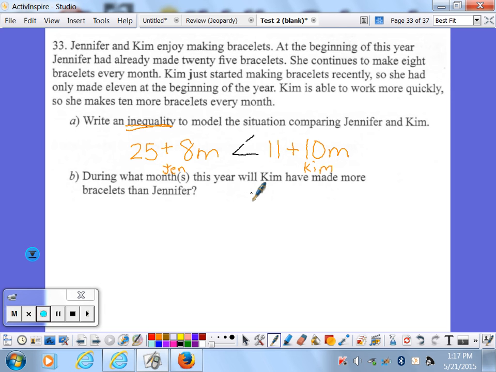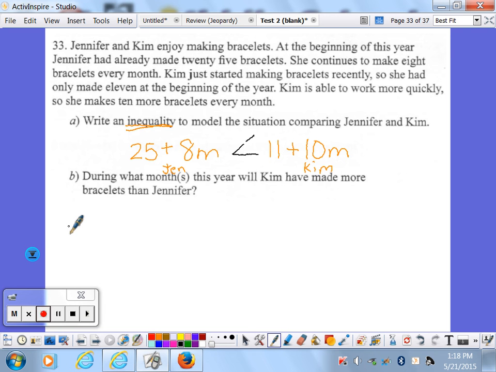Okay? Question B says, during what month this year will Kim have made more bracelets than Jennifer? So what it's up to you is you need to solve this inequality for M. Use your properties of equality. Get M by itself. Remember, when you're working with inequalities, if you ever divide or multiply by a negative, you must flip the sign. Don't forget about that.